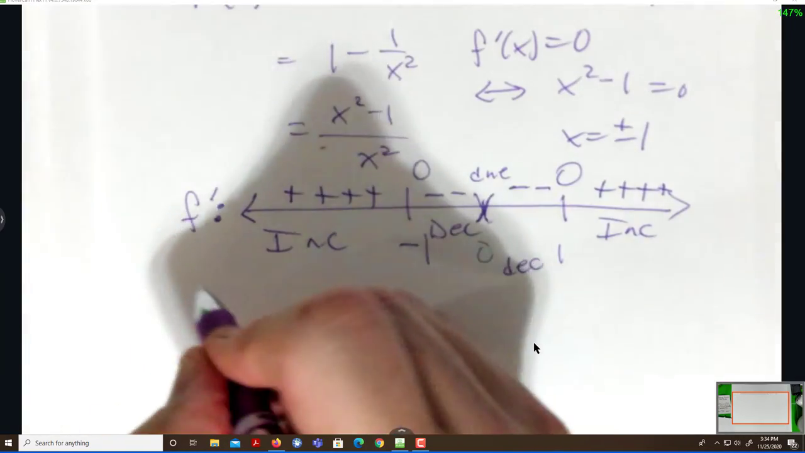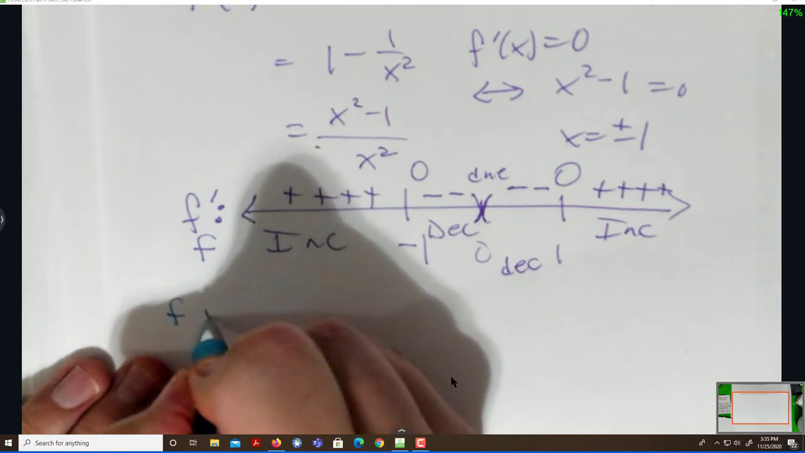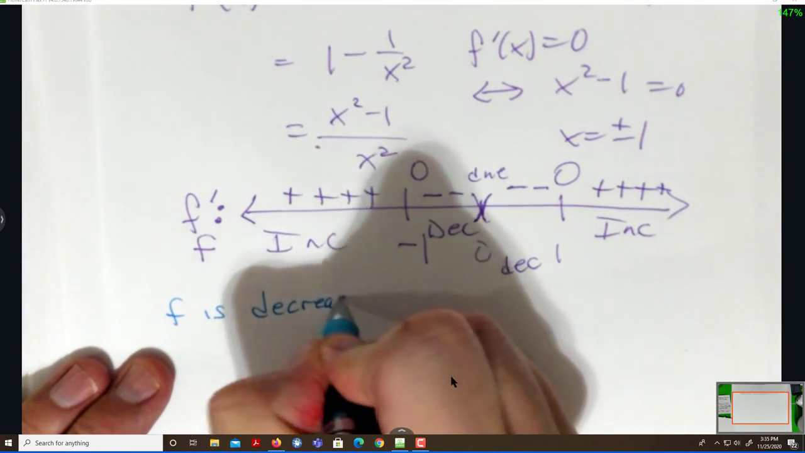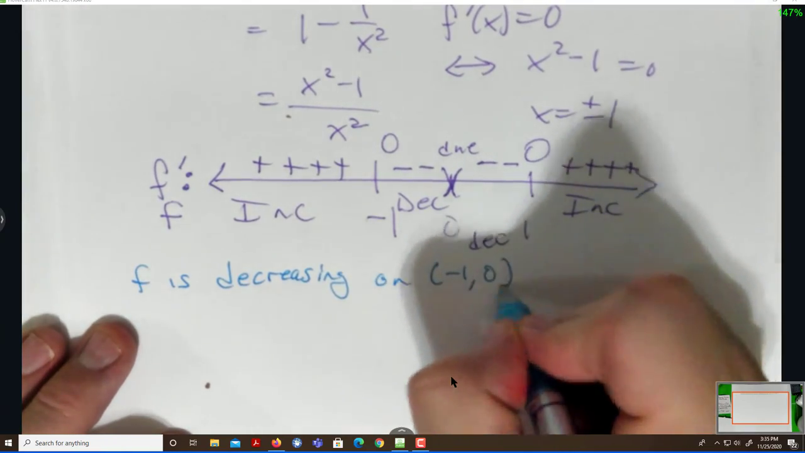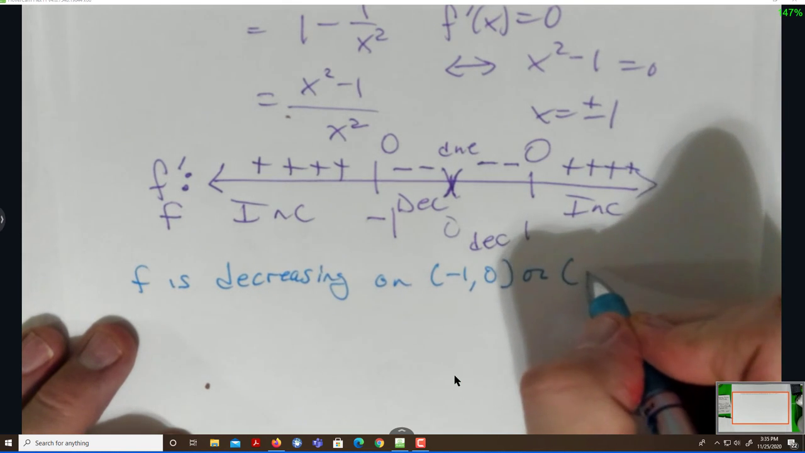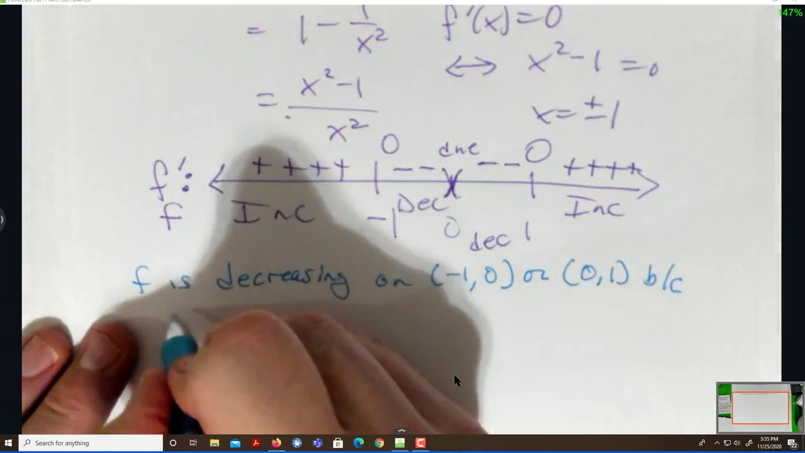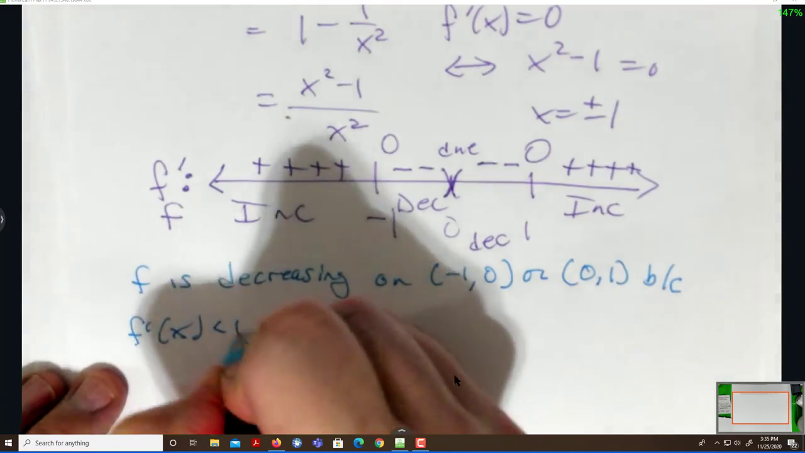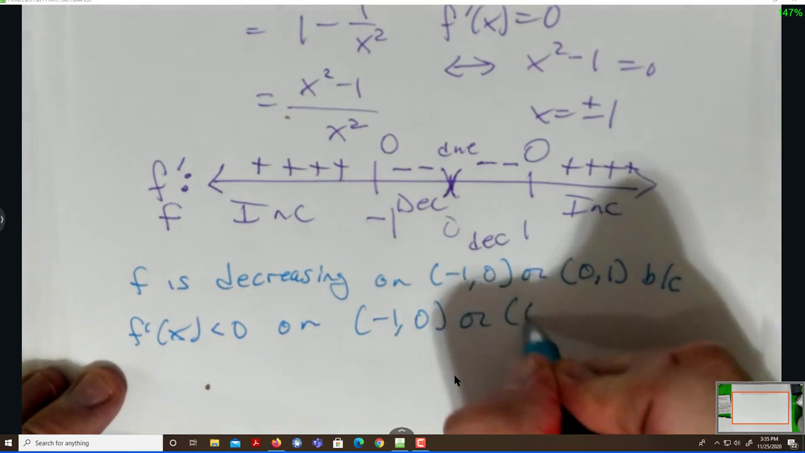Now, I could have pointed out to you, ladies and gentlemen, that this was an even function because f of x was odd, therefore its derivative is even. Now, f is decreasing on the open interval from negative 1 to 0, or, I'm doing decreasing, 0 to 1, because the derivative is negative on that interval, so I just plagiarize it.